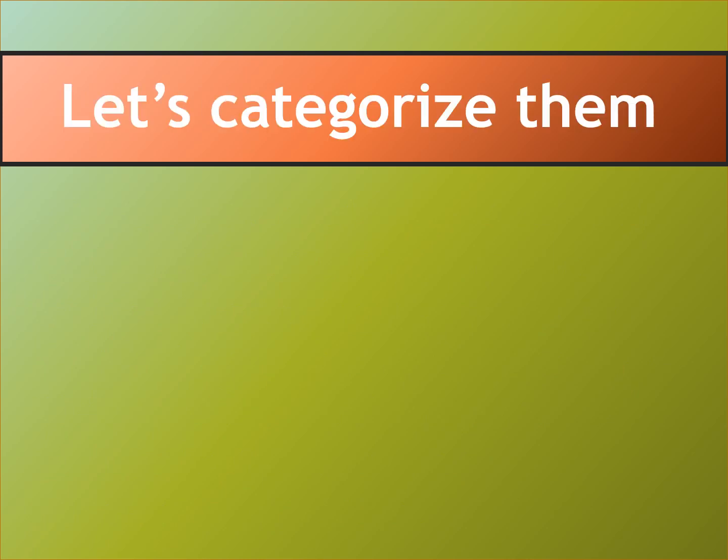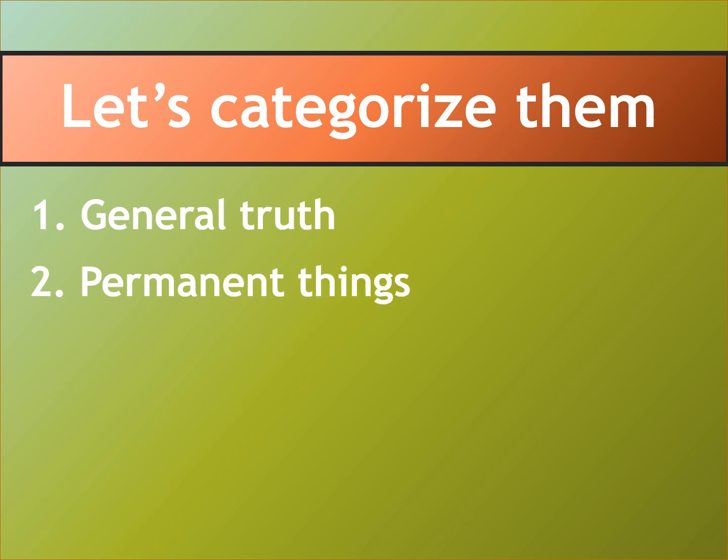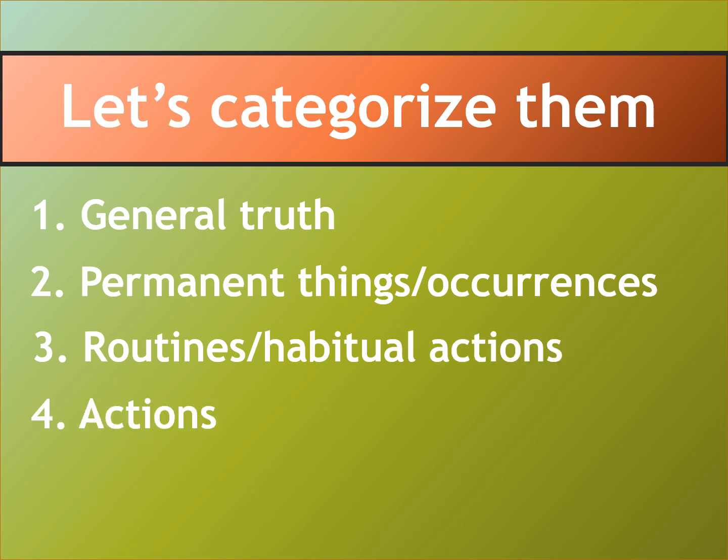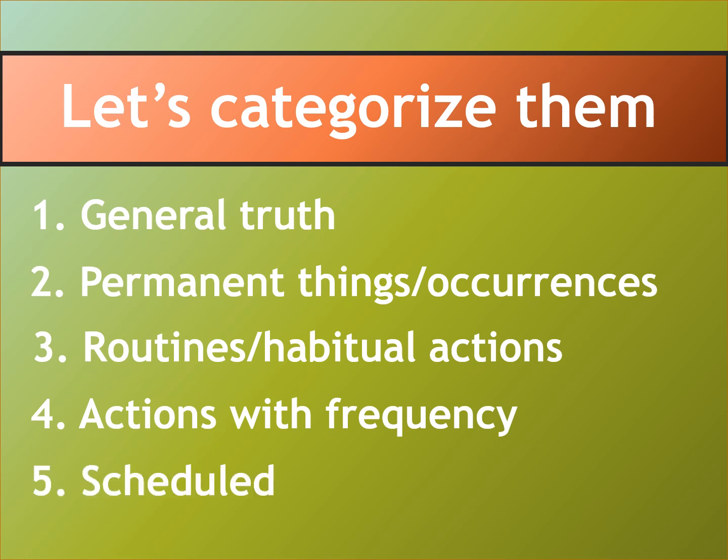Let's categorize them. What I mean, the simple present tense. Number 1, for general truth. Number 2, permanent things or occurrences. Number 3, routines or habitual actions. Number 4, actions with frequency. And number 5, scheduled activities.